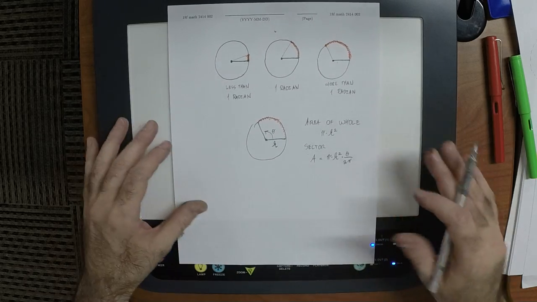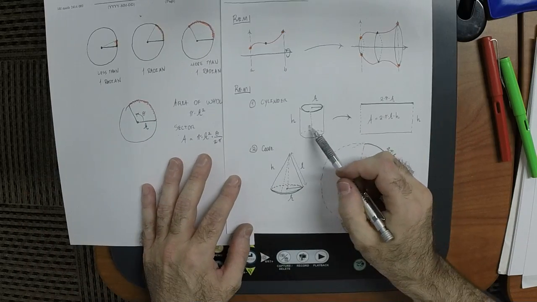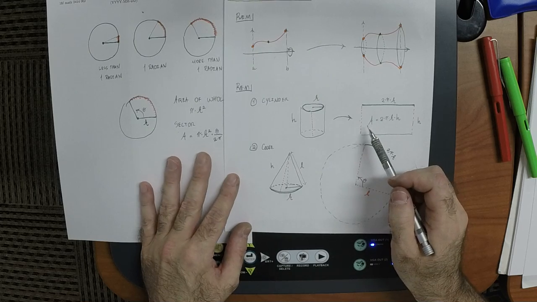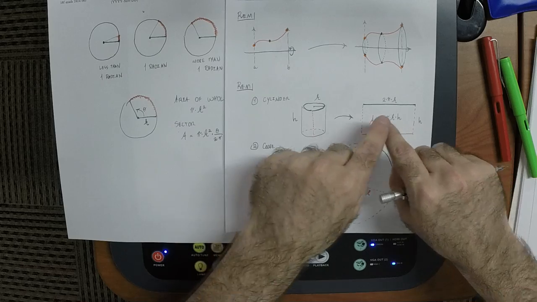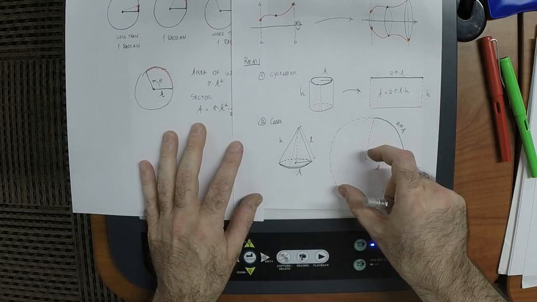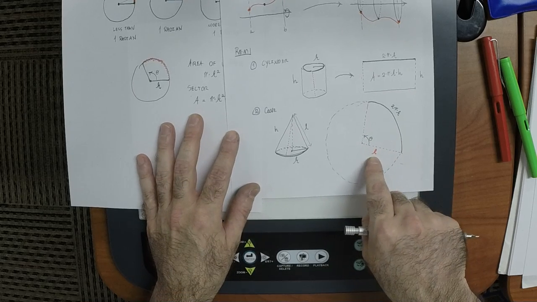Okay. Now, back to the question at hand. We wanted to know, in the end, right here we said that the surface area of a cylinder can be found thus, by surgerying it into a rectangle. And what we need is the area of a cone. We need the area of this cone. Right? We need this one.